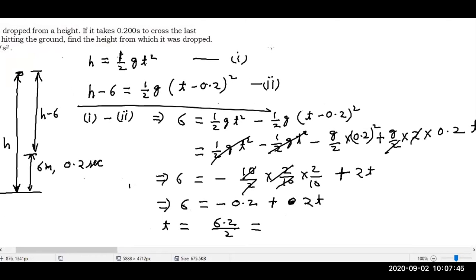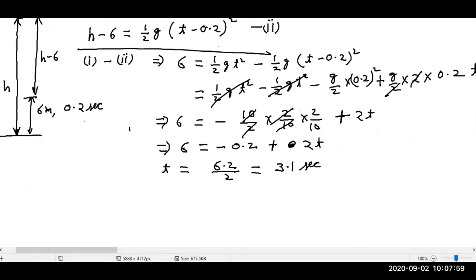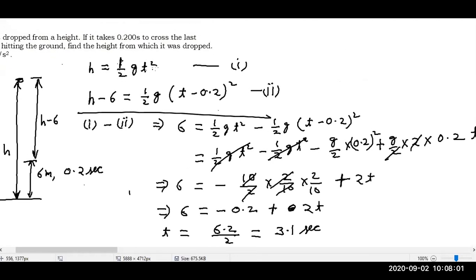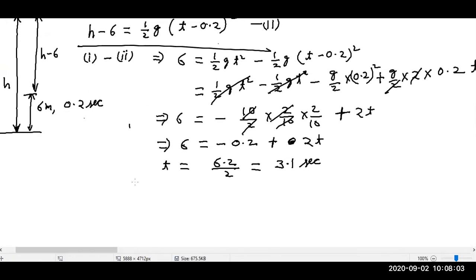Okay, so after this, if you solve it, it will be 6.2 by 2, so it will be 3.1 seconds. So the total time taken is 3.1 seconds. So what will be the total height? The total height is given by this formula, half g t square. So the total height h will be half g t square. So half, and g is 10, and t square is 3.1 square. So this we need to do.